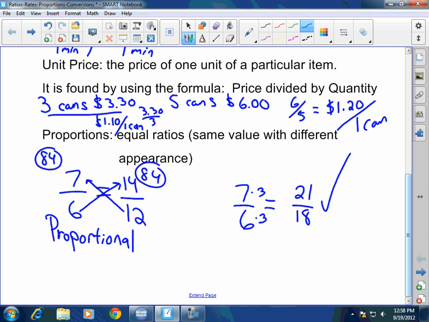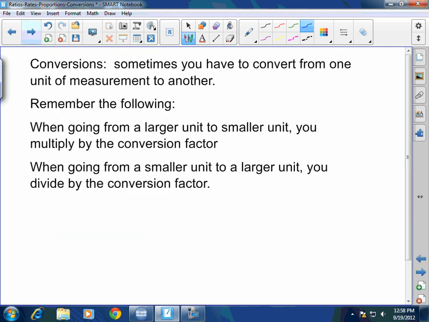Awesome. All right. Now, let's get into some application. Using rates and ratios and proportions, all that good stuff, we have something very important called conversions. Sometimes you have to convert from one unit of measurement to another unit of measurement, and you're going to do that by using what's called a conversion factor. Now, I want to show you the easy way and the little bit tougher way. It's pretty much the same thing.